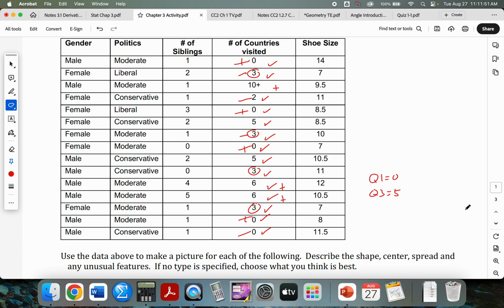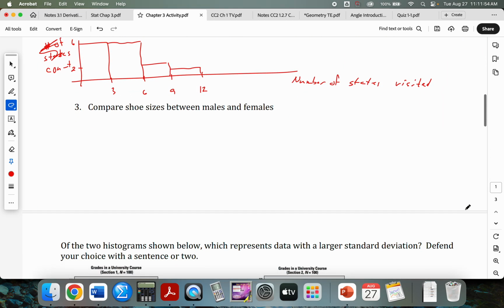All right, so if we're going to do this, we need to split them up. So, male shoe sizes. Somebody help me out. Let's find them. 14. 9.5. 10.5. 11. 12. 10.5. 8 and 11.5. 2, 3, 4, 5, 6, 7, 8. All right, so there's 8 of those.